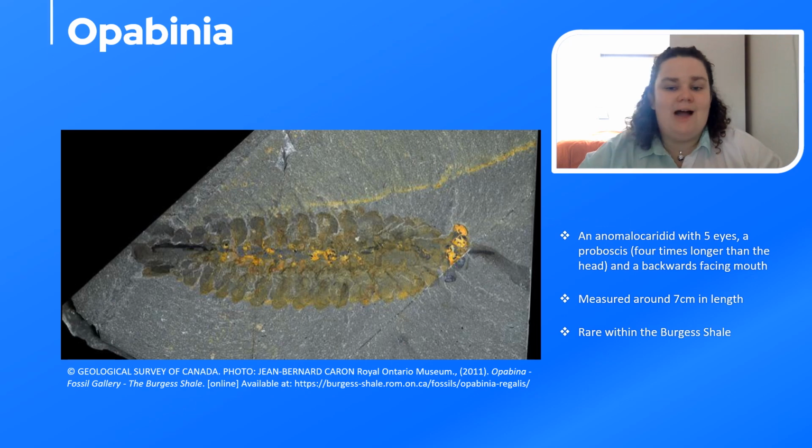Now we move on to my absolute favourite Burgess Shale organism, which is known as Opabinia, which is an anomalocaridid, the same family as the one that we saw earlier. It had 5 eyes, a proboscis which is 4 times longer than the head, and a backwards-facing mouth. The proboscis is thought to have been used to grasp food and push it towards its mouth, kind of like what an elephant does with its trunk. Opabinia measured around 7 centimetres in length, and it's really rare within the Burgess Shale.